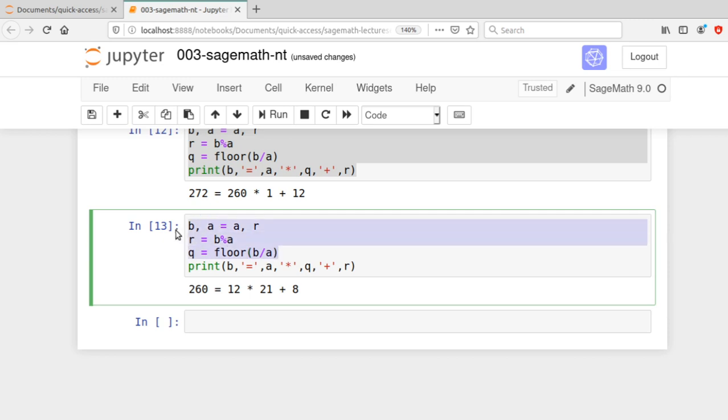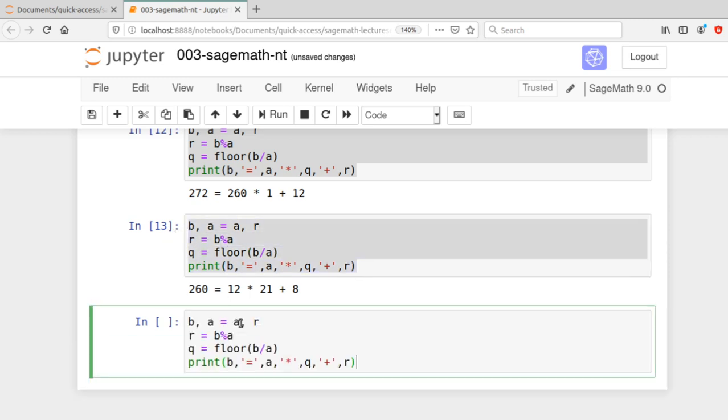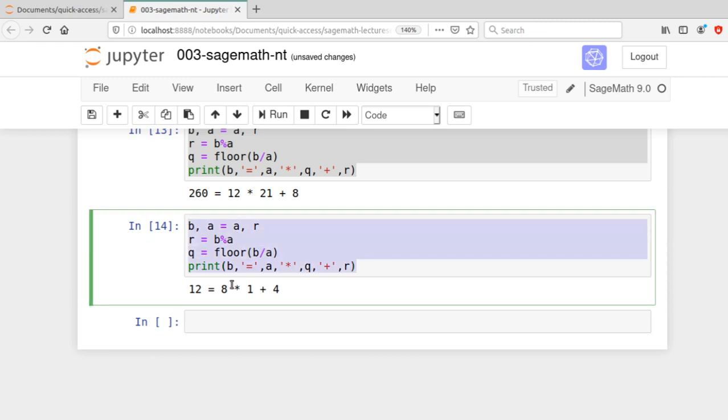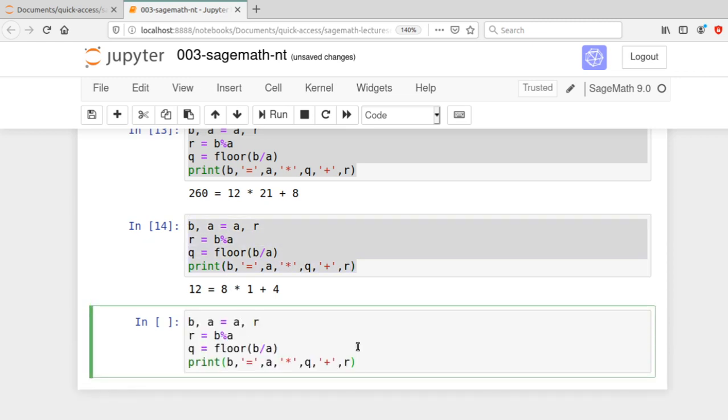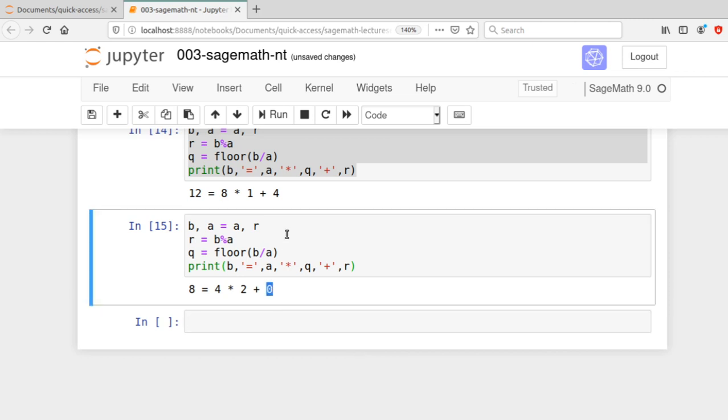Now exactly the same procedure we are going to repeat, but with different values for A and B, and we get the output 12 equals 8 plus 4. We are not yet getting the remainder to be 0, so we repeat. Okay, finally we got the remainder to be 0. Therefore the GCD is equal to the last non-zero remainder, which is 4. So we found the GCD.